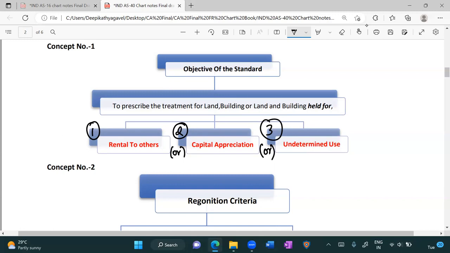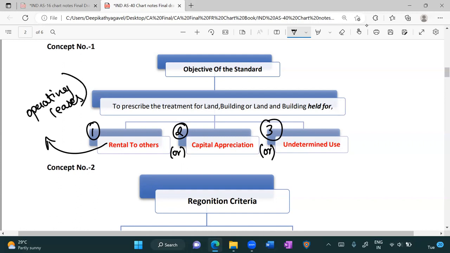First is if the property is being held for rental to others. What do you mean by rental to others? The property is being given on operating leases. So in case you have a property which is being given on operating leases, then for that particular property, IND AS 40 investment property will apply.